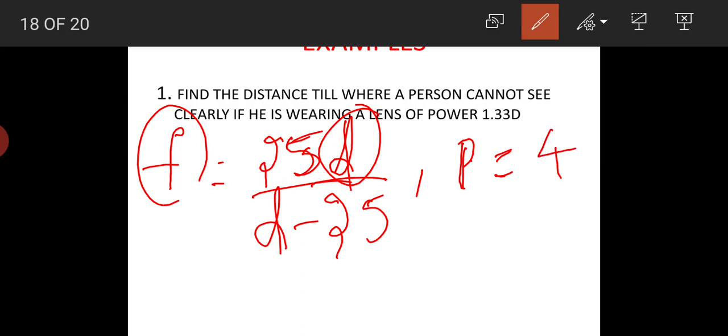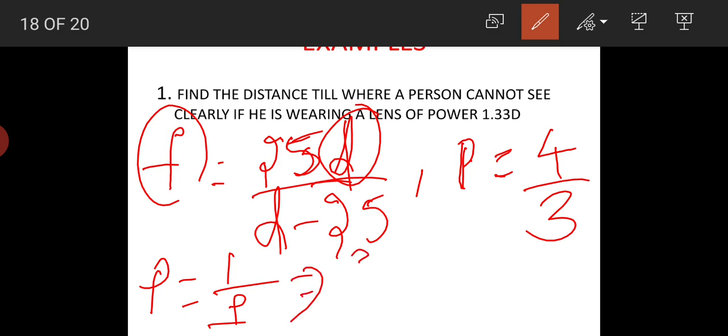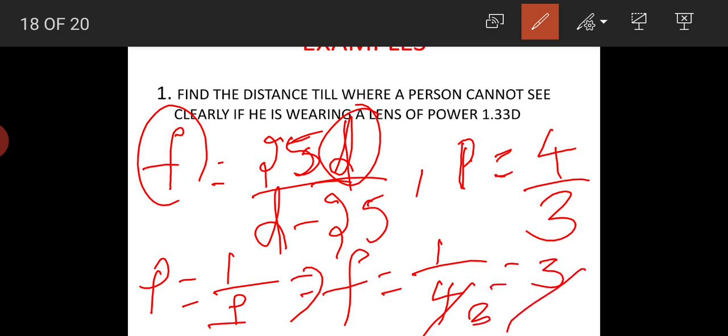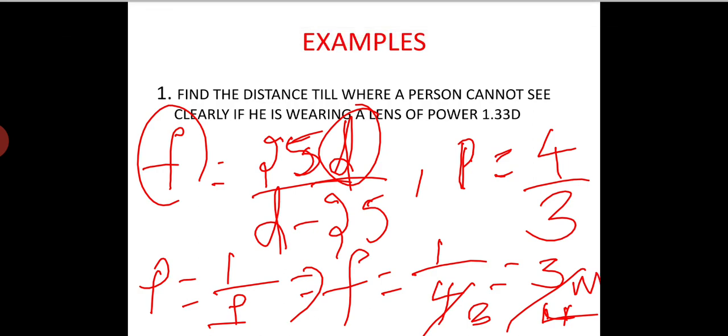I am writing this as 4 by 3 because 4 by 3 is equal to 1.33, and P is equal to 1 by F. From this, F is equal to 1 by P, 1 by 4 by 3, which is 3 by 4. So F is finally 3 by 4 meters.